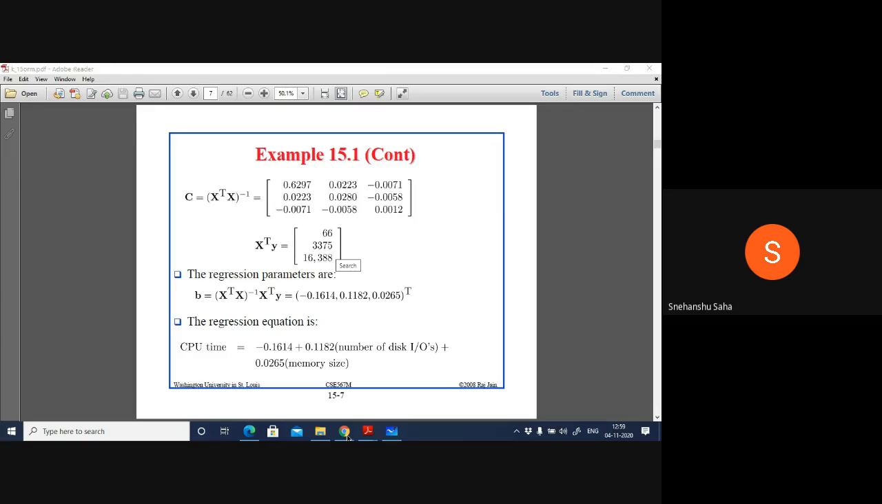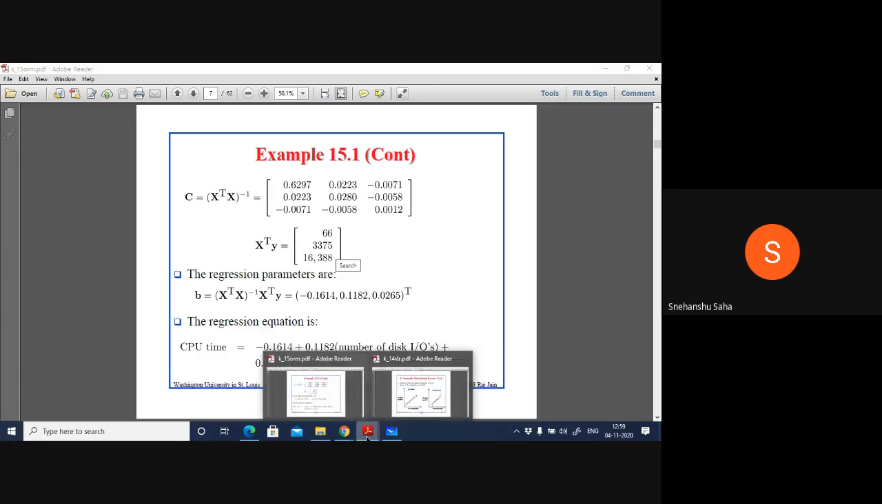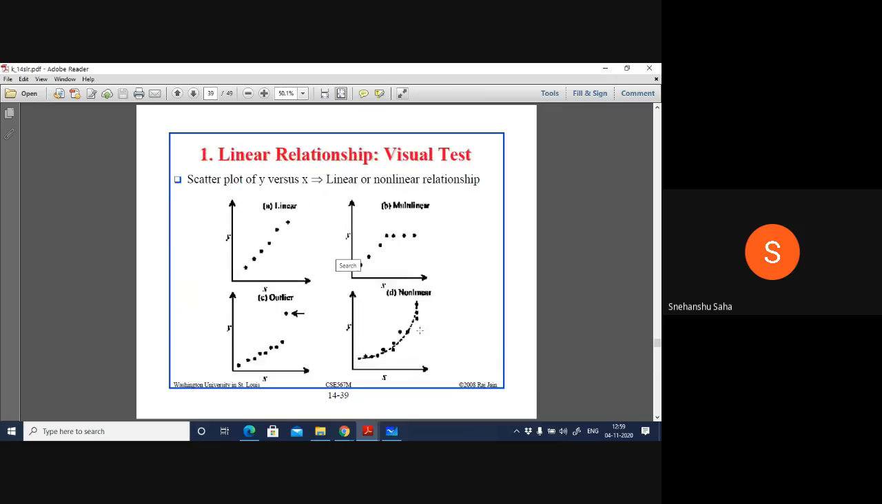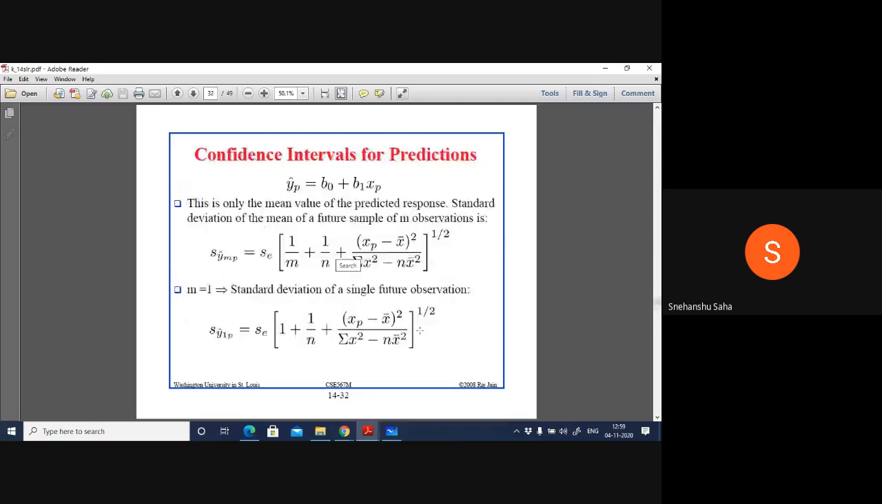Doesn't it mean that the effect of the disk input output devices on CPU time is 4.45 times larger than the effect of memory size on CPU time? Right? Because what does this coefficient value represent? Like, for example, okay, forget about this example. Let me go back to the simple linear regression example. Yeah, we'll go back. Go back to the model.